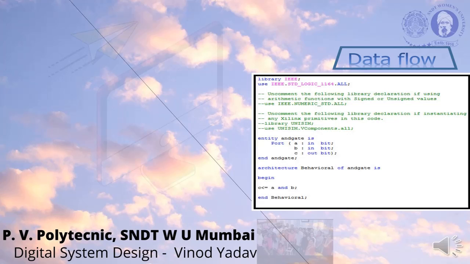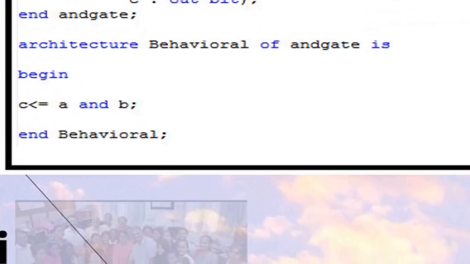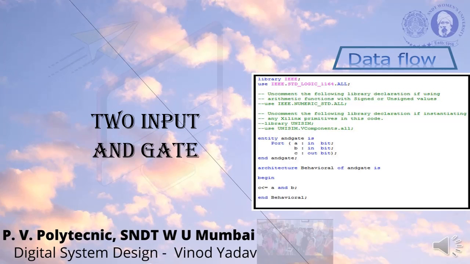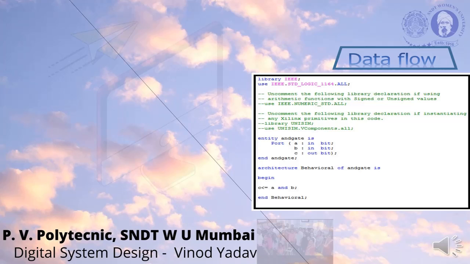Next is data flow, which is what we use in our lab sessions. You see, we have defined the library which we are going to use, like previously. We are defining entities like in the previous two examples. The only difference is that in data flow you are just writing C assigned with A and B. All these three examples are related to a two-input AND gate with inputs A and B and output C. So one example has been written in three ways.